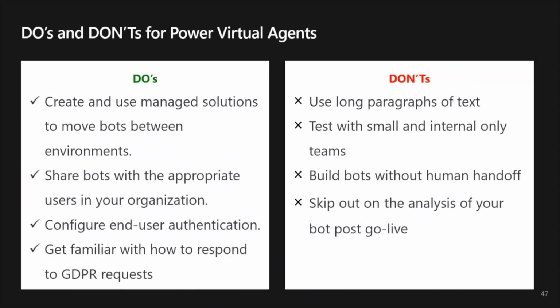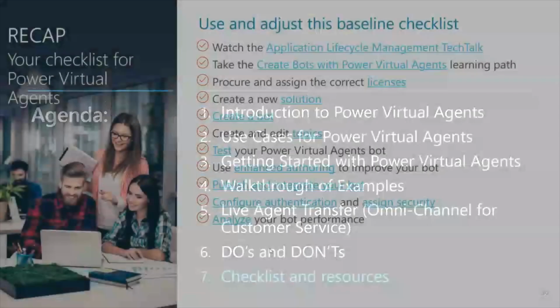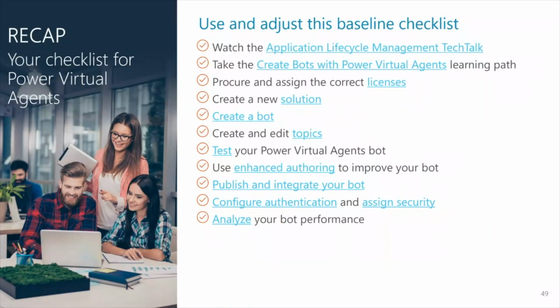So with that, we're going to wrap up very quickly with our checklist of resources and some links. We did have a few questions come in around application lifecycle management and how you manage your bots. I do strongly encourage you to check out the TechTalk that focuses specifically on ALM around the Power Platform. You're going to go through that process of creating bots, getting the right licenses, making solutions, topics, testing, enhanced authoring, and then publishing. We've got some links on each of these steps to make sure that you check off all those different things that you need to do when you're deploying your first bot.